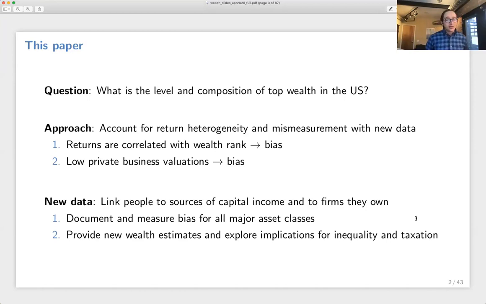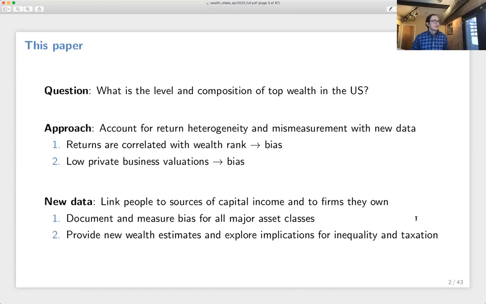If returns are correlated with a person's wealth rank, and you neglect that correlation when estimating wealth from the observed income flows, that's going to induce a bias in wealth estimates that we're going to show is material and tends to bias upwards wealth concentration estimates under an equal returns approach.